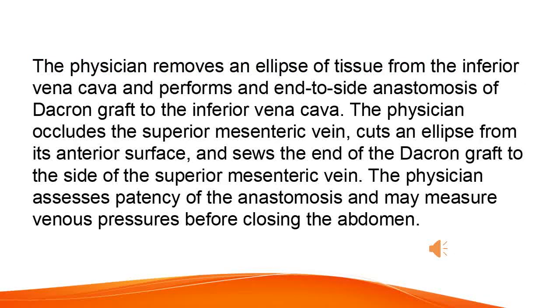The physician removes an ellipse of tissue from the inferior vena cava and performs an end-to-side anastomosis of Dacron graft to the inferior vena cava. The physician occludes the superior mesenteric vein, cuts an ellipse from its anterior surface, and sews the end of the Dacron graft to the side of the superior mesenteric vein. The physician assesses patency of the anastomosis and may measure venous pressures before closing the abdomen.